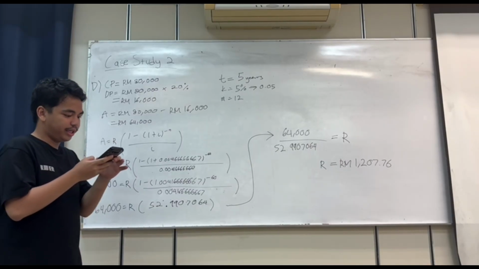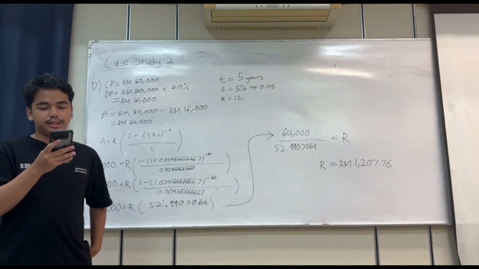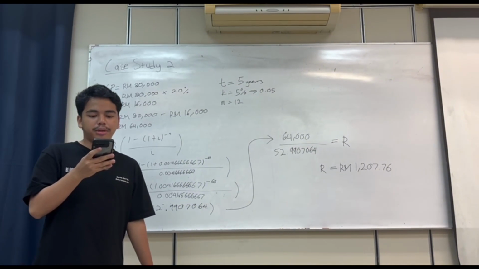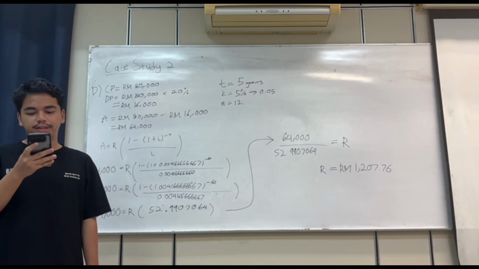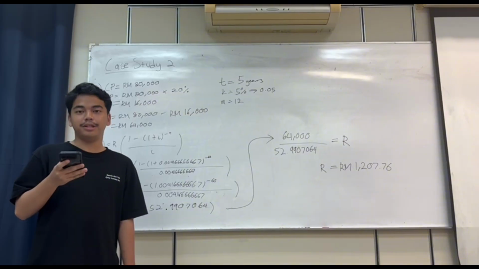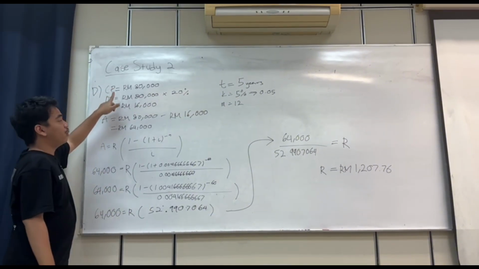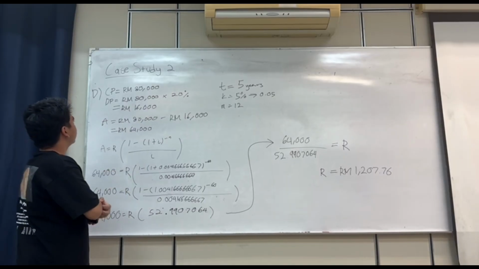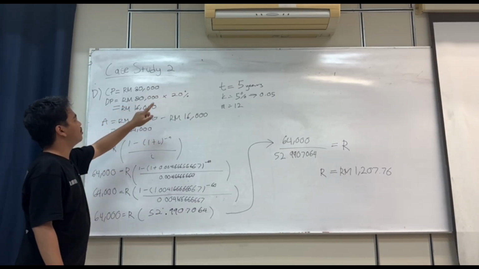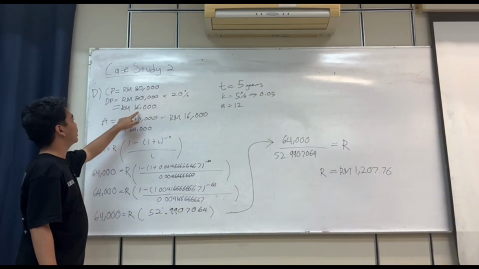The question starts with: after retirement, Mr. Tan decides to purchase a car for 80,000. He plans to make a down payment of 20% and finance the remaining amount over 5 years with a 5% interest compounded monthly. The cash price is 80,000. The deposit is 80,000 times 20%, so the deposit is 16,000.